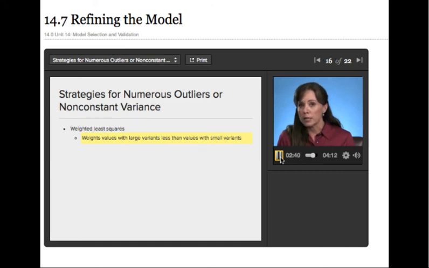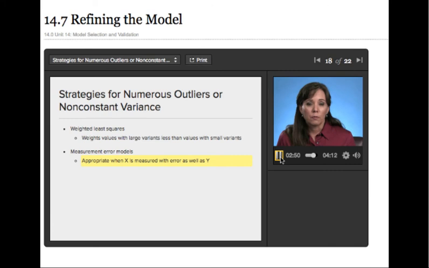We can also look at measurement error models. Measurement error models are appropriate when X is measured with error as well as Y. Up to this point, we have been assuming that Y is the only variable that carries any error with it, and that X is measured with no error. We know that in reality that's probably not the case. So measurement error models might be another extension of linear regression models that might be better for your research question. But measurement error is not an issue really when the purpose is prediction, because the prediction error is going to carry through regardless of whether X is measured with error or not.